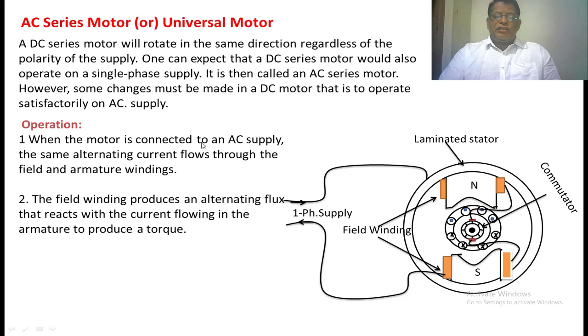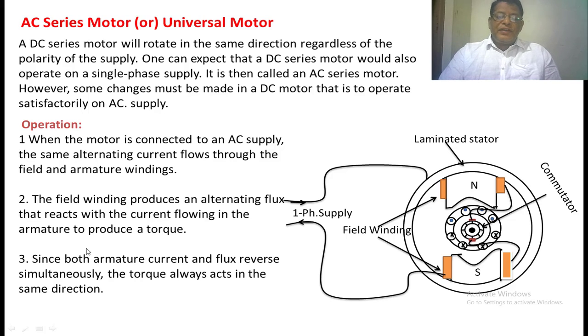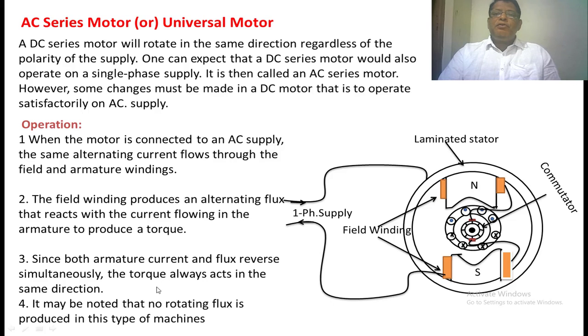When the motor is connected to the AC supply, the same alternating current goes through the field and armature winding. The field winding produces an alternating flux that reacts with the current passing through the armature winding, so the torque will be produced. Since both armature current and field current change simultaneously, the torque produced in a series motor is unidirectional. The torque always acts in the same direction. It may be noted that no rotating flux is produced in this type of motor.